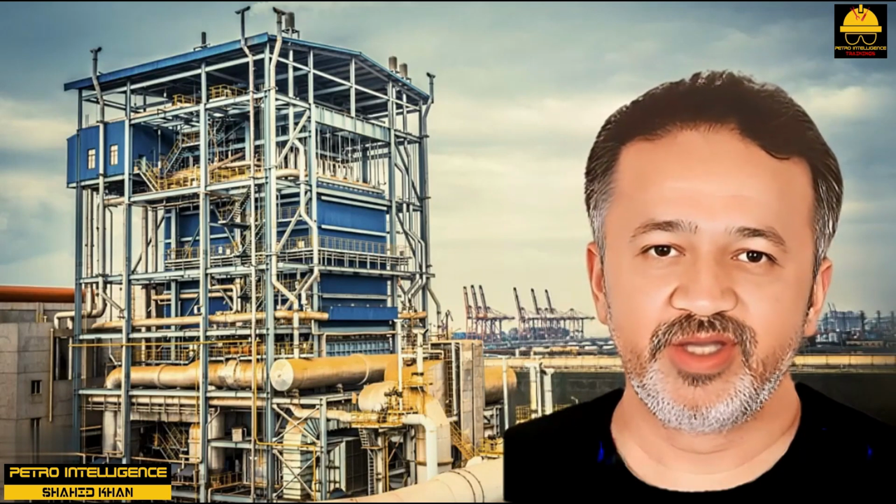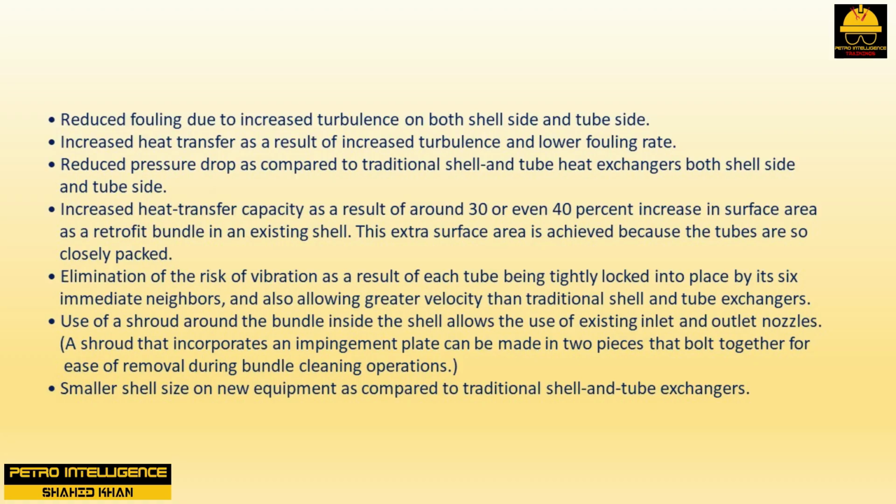Various advantages are claimed for these twisted tube bundle exchangers. Reduced fouling due to increased turbulence on both shell side and tube side. Increased heat transfer as a result of increased turbulence and lower fouling rate. Reduced pressure drop as compared to traditional shell and tube heat exchangers, both shell side and tube side.